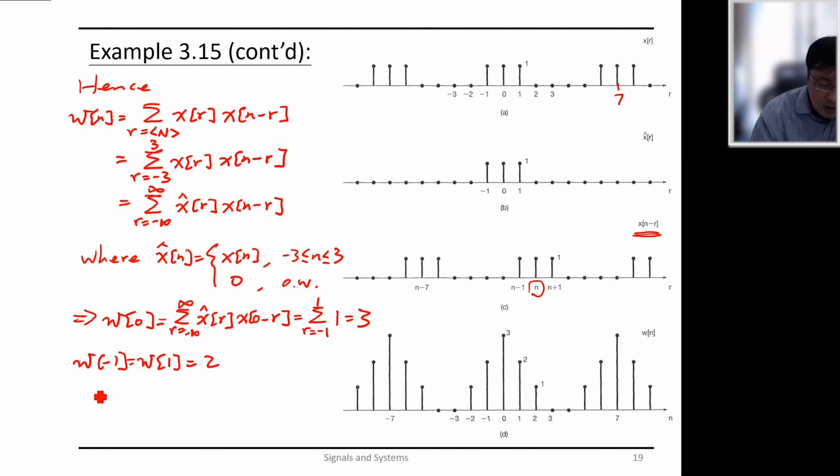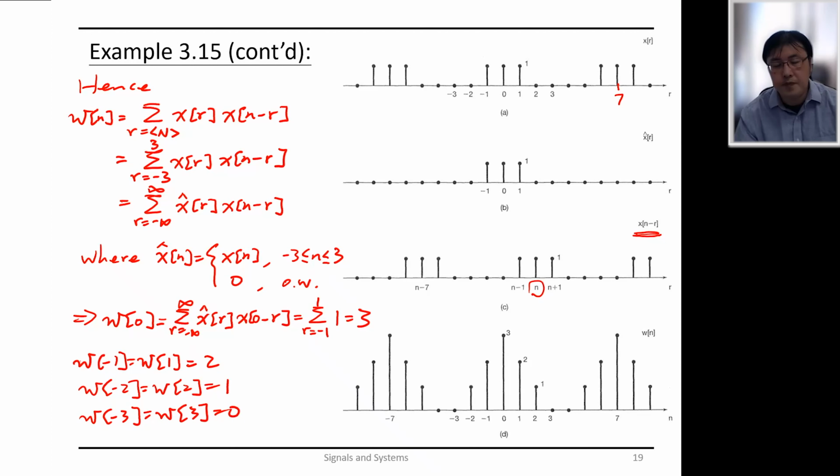Continuing in this fashion, you can find W of minus 2 and 2, which is equal to 1, and then W of minus 3, W3, is equal to 0. Therefore you have specified what the signal looks like over one period, and this is the plot of your final outcome. Do we have any questions here?